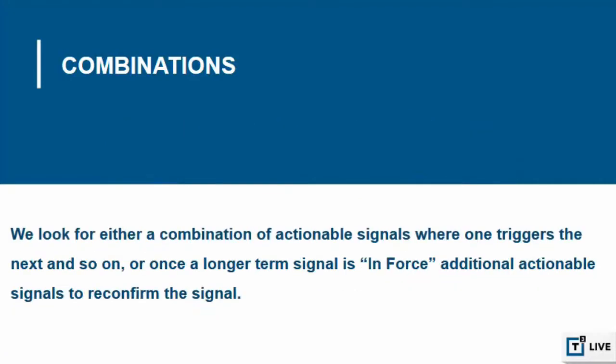We look for either a combination of actionable signals where one triggers the next and so on. One group will trigger the next. Or once a longer-term signal is in force, additional actionable signals to reconfirm the signal. Remember, anytime that these actionable signals are above those triggers and are in force, they are still good for that entire time frame. So with an actionable signal in inside month, a bullish breakout to the upside, so long as that is triggered, we have all month to look for additional signals.